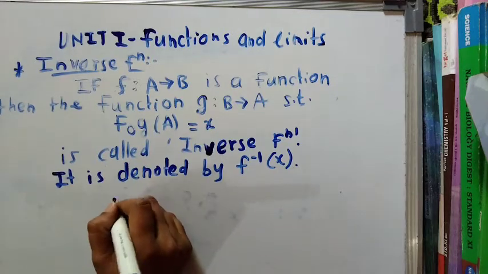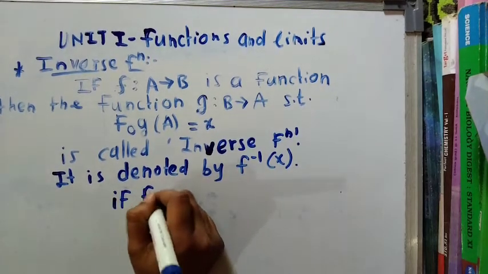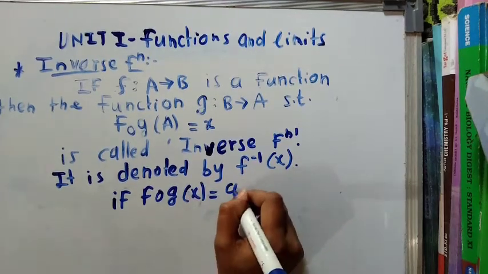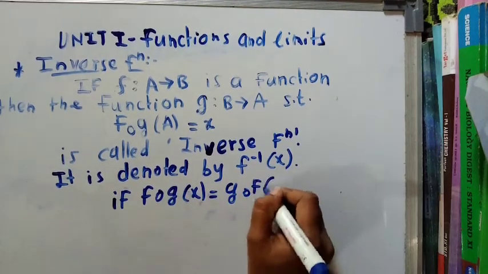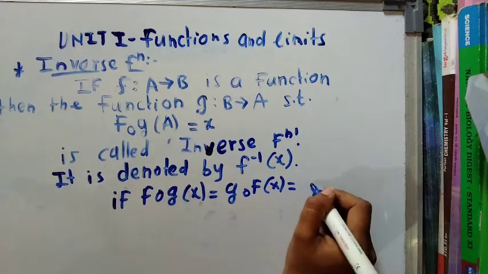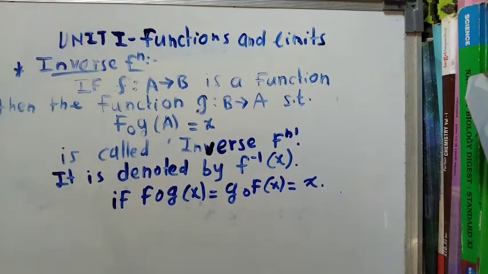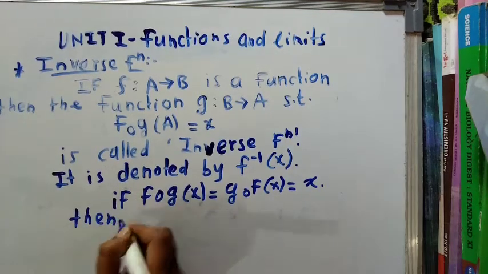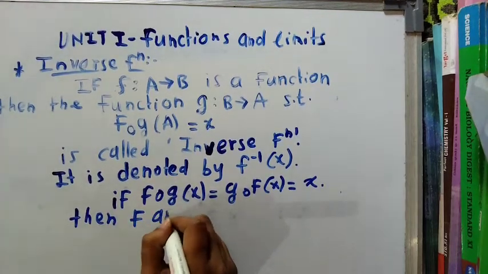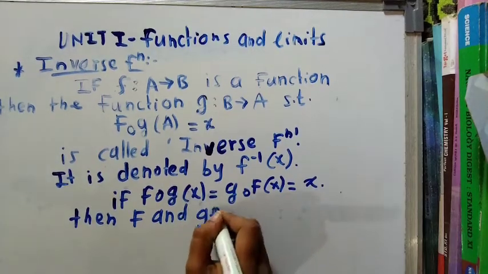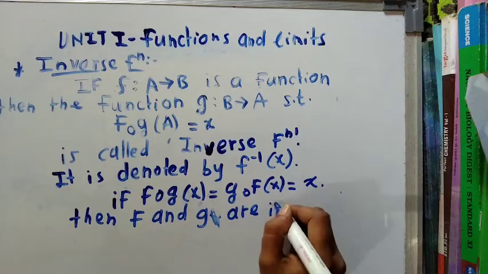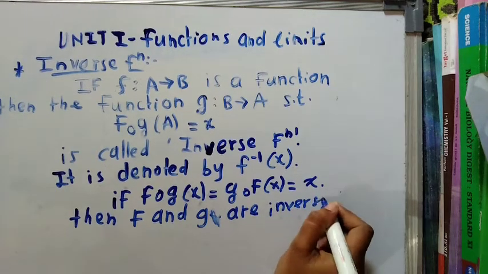Then if f composite g of x is equal to g composite f of x is equal to x, then f and g are inverse of each other.